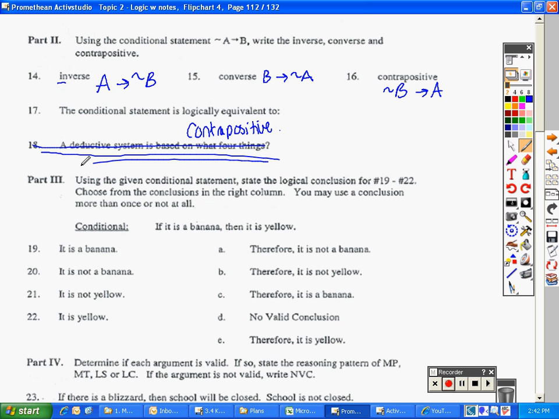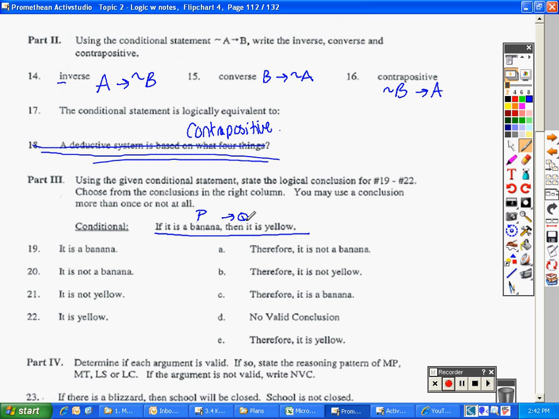Using the given conditional statement, state the logical conclusions for numbers 19 through 20. Choose from the conclusions in the right-hand column. So it's almost like we're doing those modus ponens and modus tollens, and they're telling us that this is the conditional statement. This is like the P arrow Q, and each time they're giving us another piece of information and asking us if we have enough now for modus ponens or modus tollens. Okay, so let's look at that.